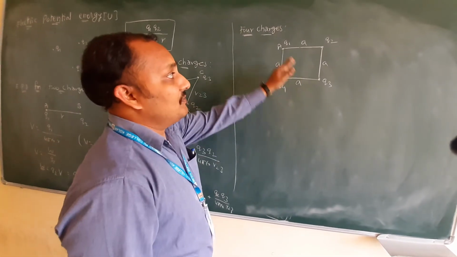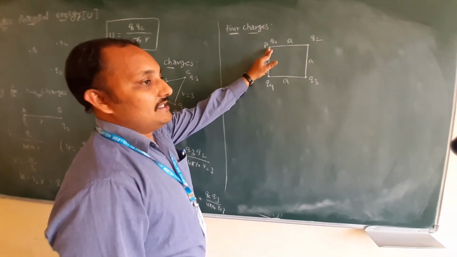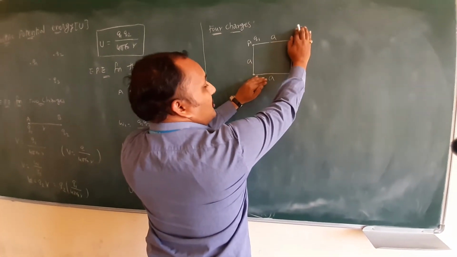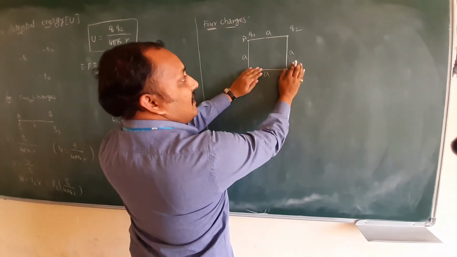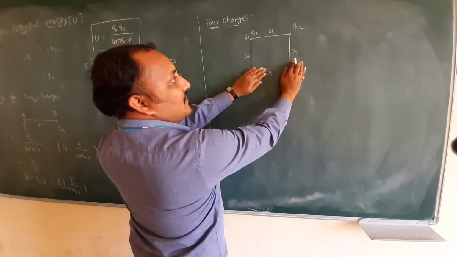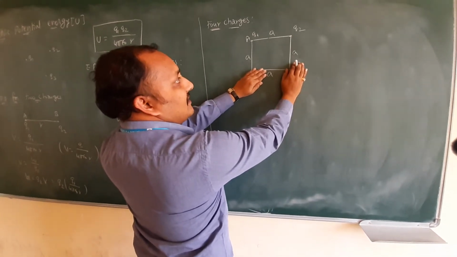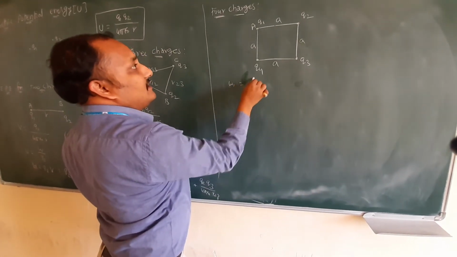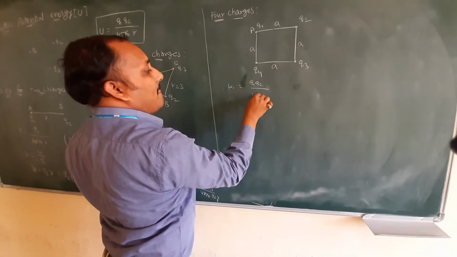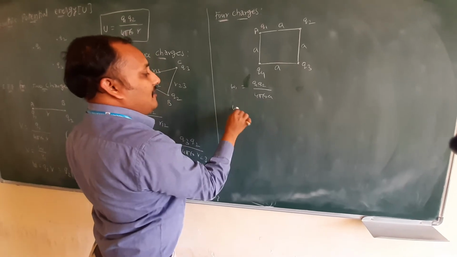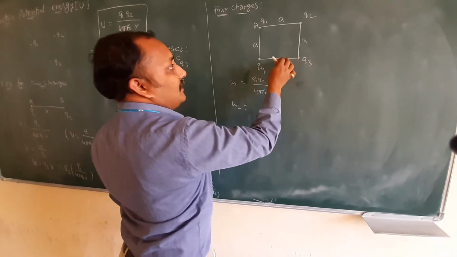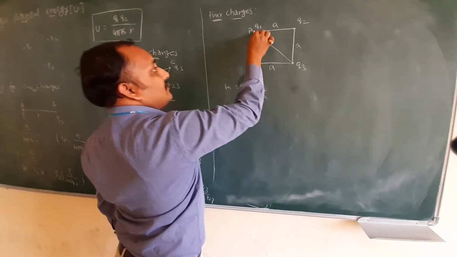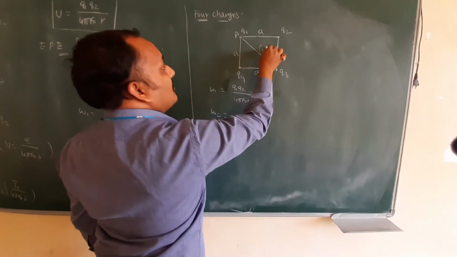Whenever we are bringing Q1, there is no other charge, isn't it? Q2, Q3, Q4 are not there. Therefore no work is done. Whenever I am bringing Q2, Q3 and Q4 are not there, only those two charges are there. Between these two charges, what is the formula? W1 is equal to Q1 Q2 by 4 pi epsilon naught a. Whenever I am bringing the third charge, you should find this distance. What is this distance? Root 2 a.